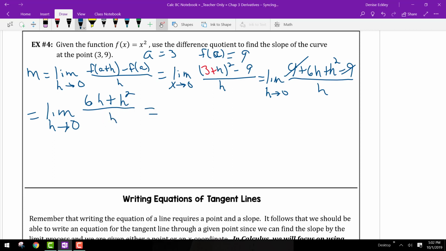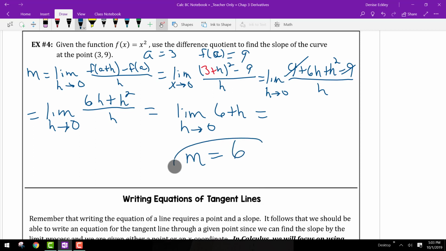So this is why it's important to have everything that doesn't have an h go away, because we want to be able to take the limit. So we're left with the limit as h approaches 0 of 6 plus h. So this is a simple function that we can substitute. So we get that the slope of the tangent line of the curve at the point 3, 9 is 6. I'm going to continue our discussion of tangent lines in the next video.